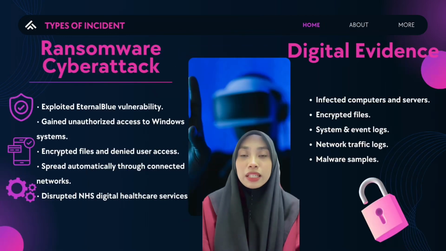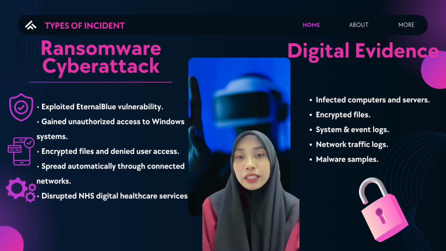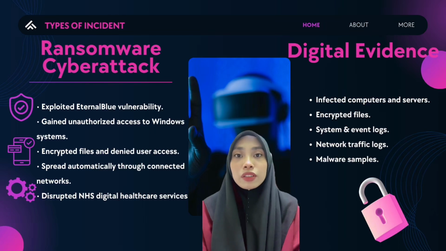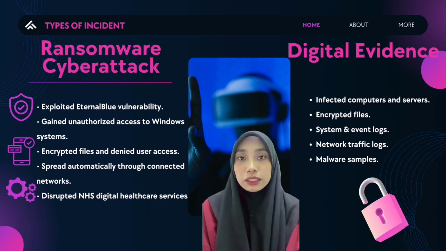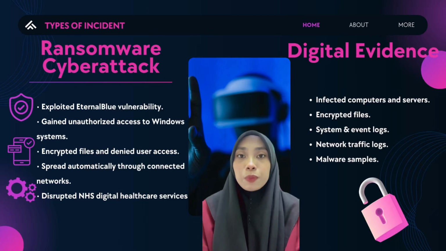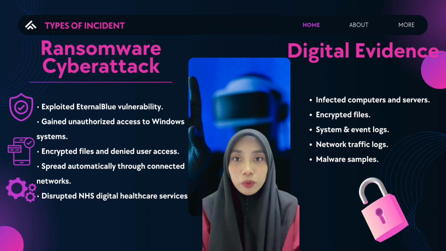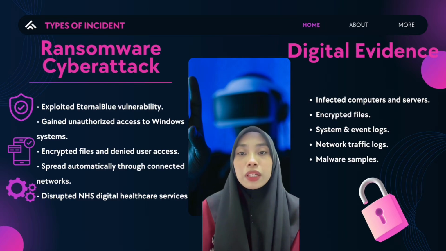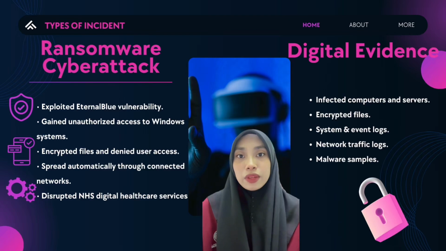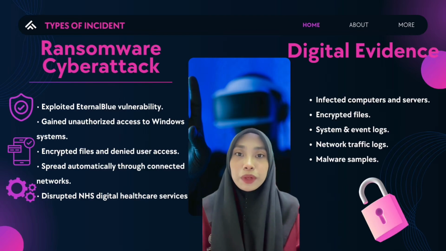The WannaCry incident is classified as a ransomware cyber attack. It exploited the EternalBlue vulnerability to gain unauthorized access to vulnerable Windows systems, encrypted files, and spread automatically through a connected network. This also disrupted NHS digital healthcare services and affected daily hospital operations.